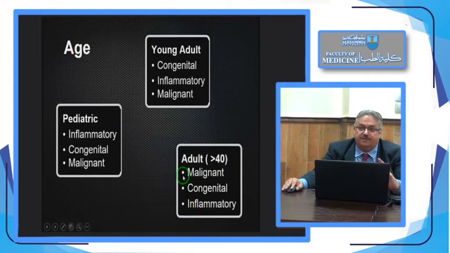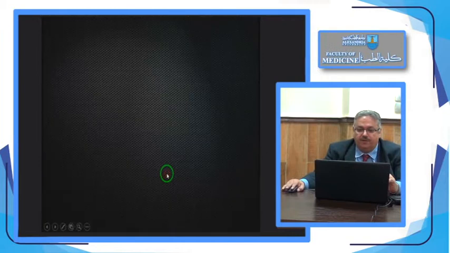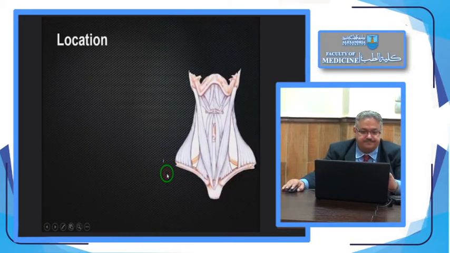So 3 main categories: inflammatory, congenital, and malignant. Pediatric age group, inflammatory first, congenital, then malignant. Young adults, congenital first, then inflammatory, and lastly malignant. And in the age group more than 40, malignant comes first, followed by the congenital masses, and lastly the inflammatory masses. Well, what about the location?